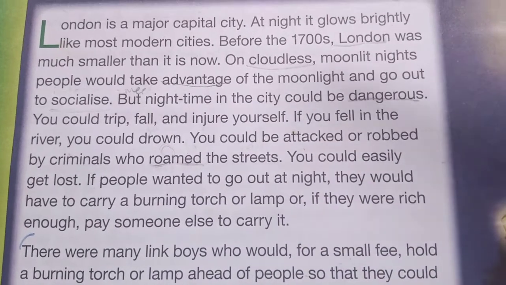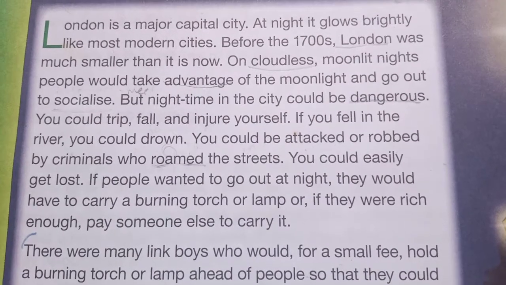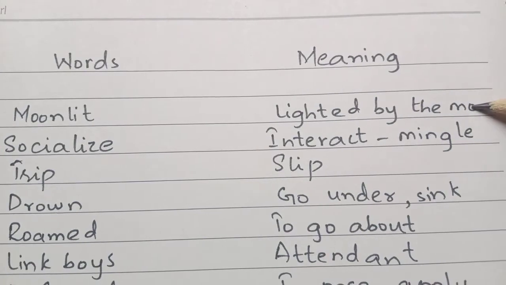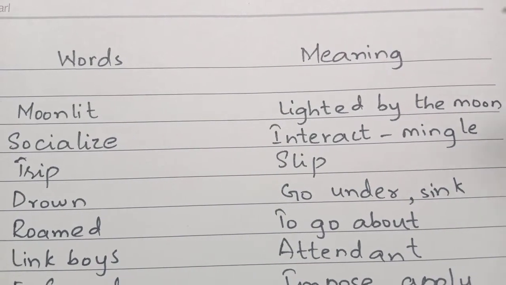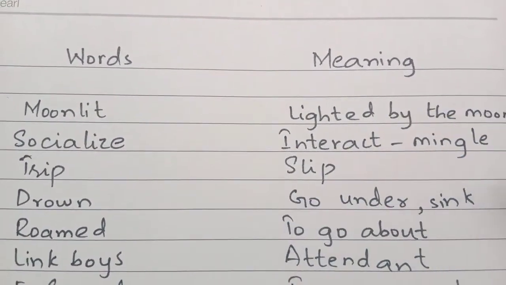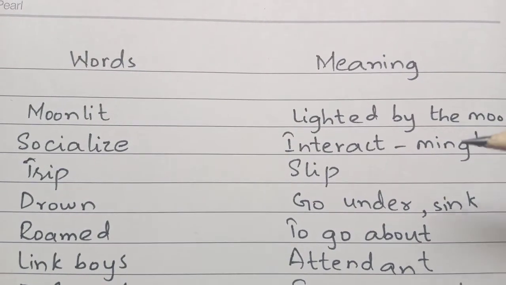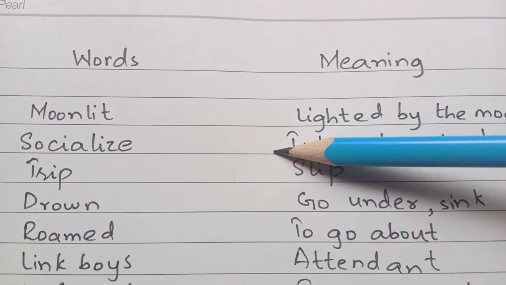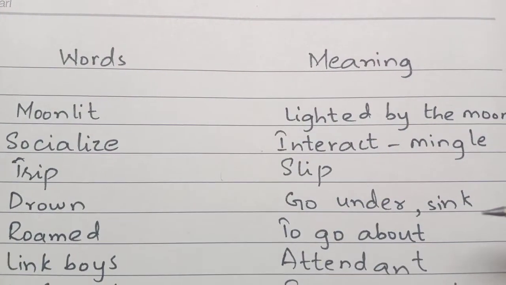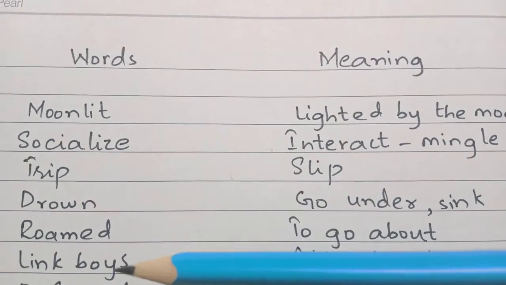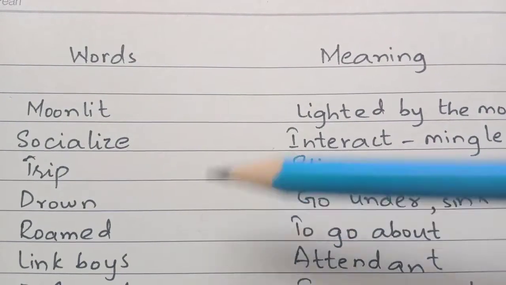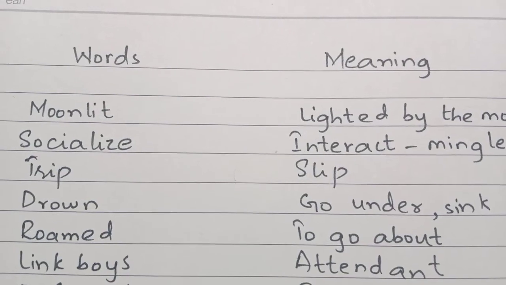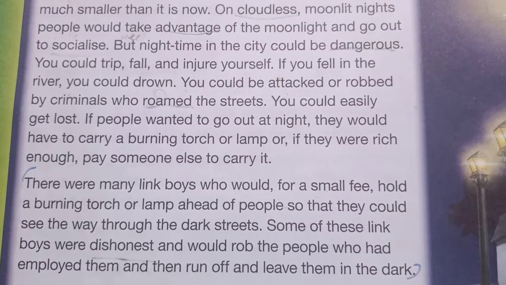So I hope, students, this paragraph is very much clear to you. Let's discuss some of the word meanings. Moonlit means lighted by the moon, when there is a full moon or light from the moon. Socialize means to interact, to mingle, to mix with people, to have get-togethers. Trip means to slip, to get tripped on someone. Drown means to go under, to sink, to drown in water. Roamed, to go about. Roaming means to go about here and there without any purpose. Link boys means attendant.